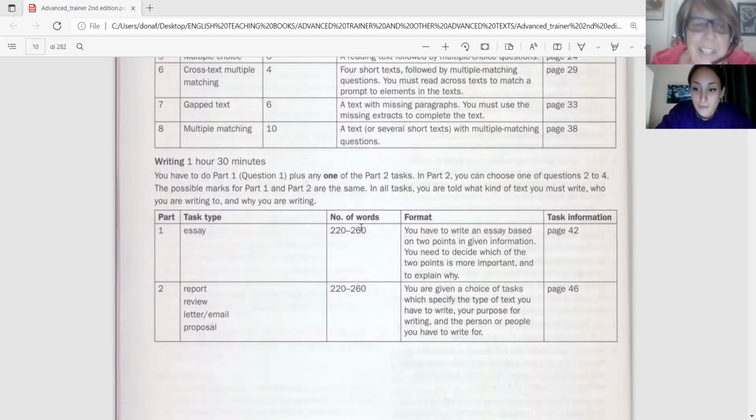Okay. Even in this. So these two parts: one is an essay, like you were used to doing at school. So essay, always university, school. And the second one is where you can choose among a report, a review, a letter or email, and a proposal.